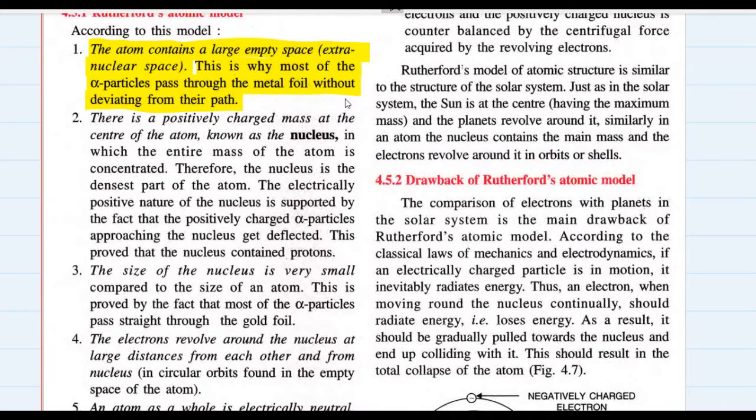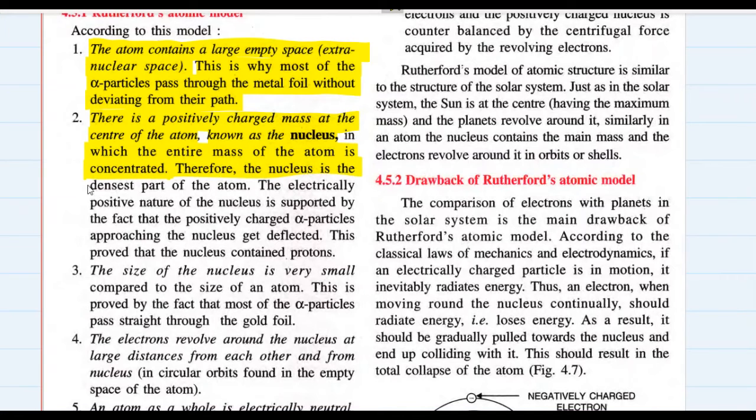Atom contains a large empty space. That's what I told you first. Atom as a whole is relatively empty. Atom कुछ नहीं होती है, खाली जगह होती है, इसलिए अल्फा पार्टिकल उसके थ्रू पास हो जाता है. Second point, there is a positively charged mass at the center of the atom, known as the nucleus, in which the entire mass of the atom is concentrated.